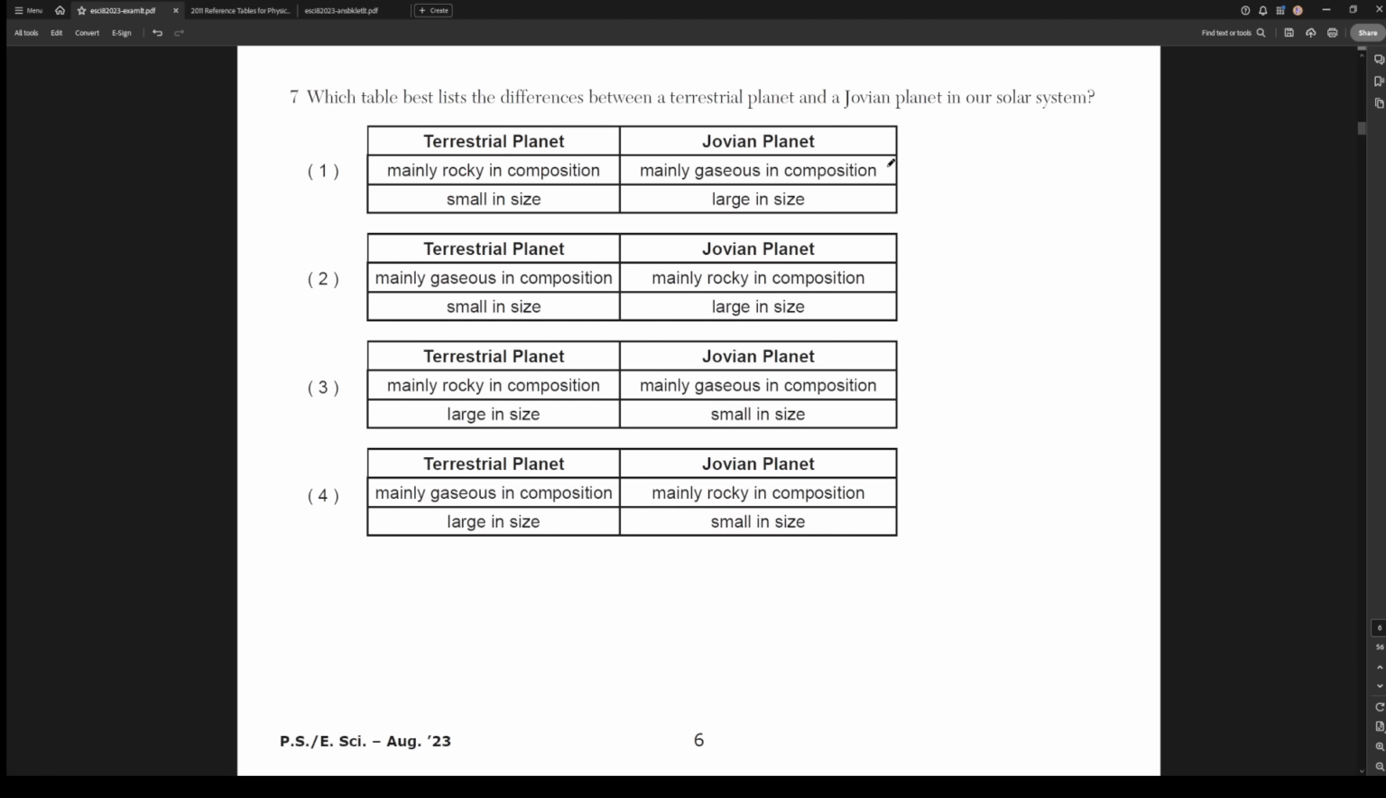Which table best lists the difference between a terrestrial and Jovian planet? Okay, the terrestrial are the rocky planets, and the Jovians are the gas. Gas giants are large. Terrestrial are pretty small. So we just have to find that. Terrestrial, rocky and small, gaseous and large. 1.